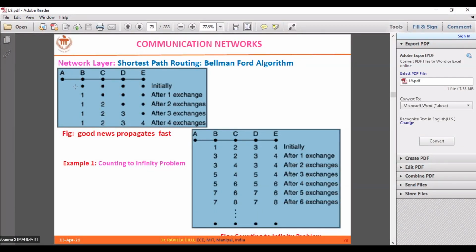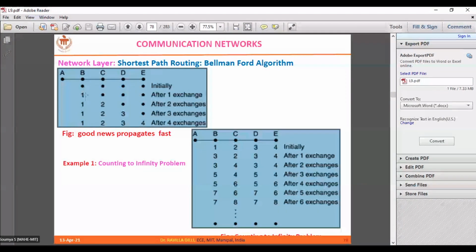Initially, this is with respect to A, right? Initially A does not know the distance to any of the other nodes. Now after one exchange, what does this exchange mean? It is to say that A sends a hello message. Who receives it? A is connected only to B, so B receives it, and that's how it understands that the distance to B is 1.